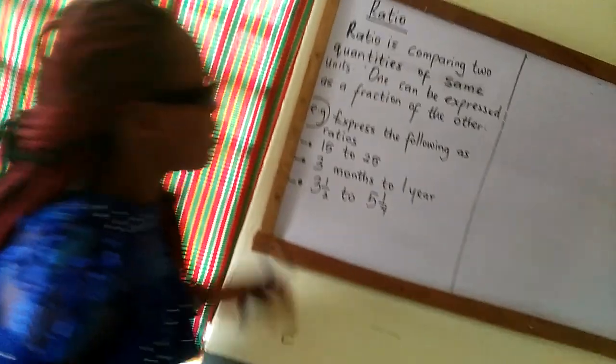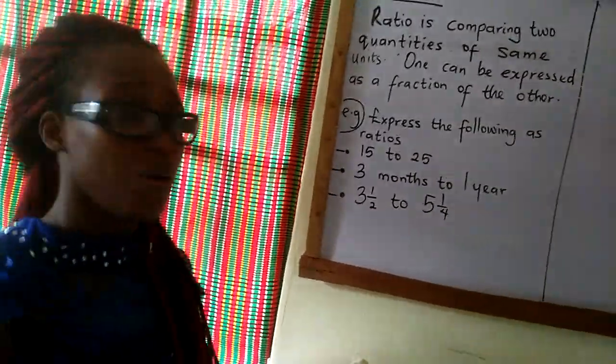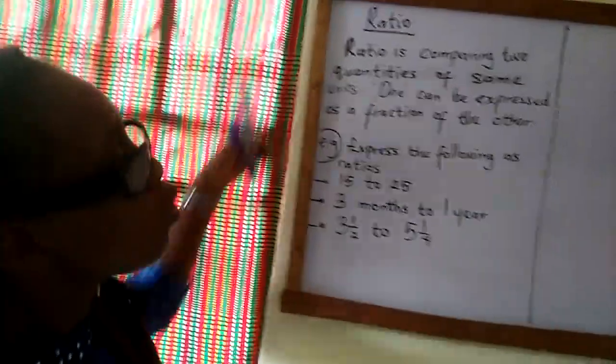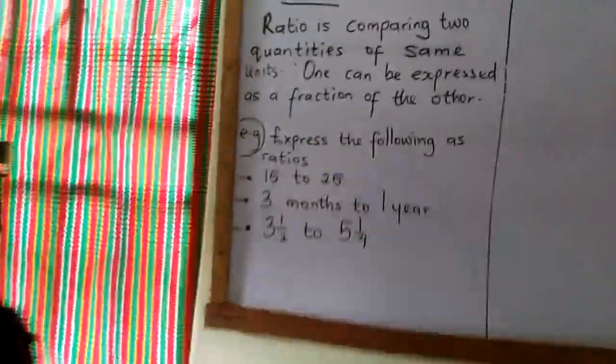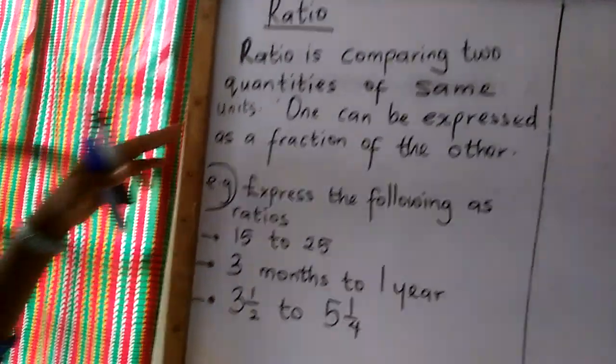So today on mathematics, we are looking at ratio. Now, what is ratio? Ratio is comparing two quantities of same units. One can be expressed as a fraction of the other.